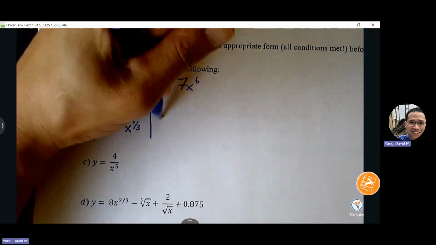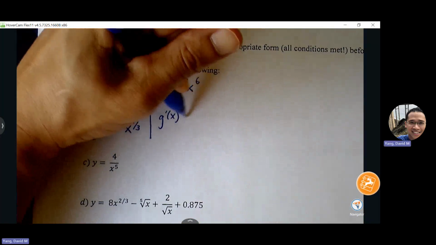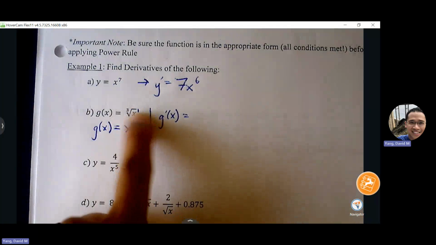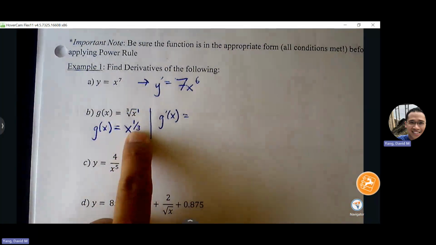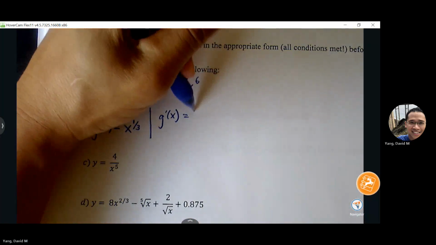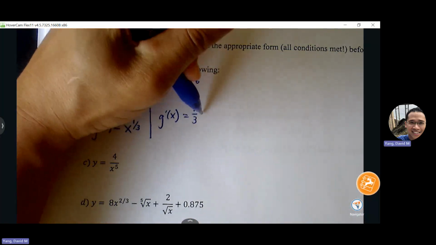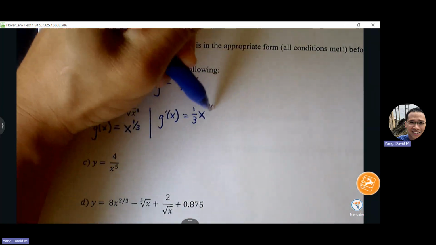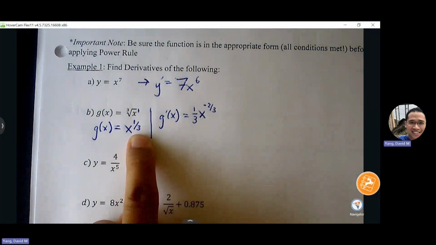So now I'm going to find g prime. G prime is equal to, let's go through power rule. That exponent is ready for us. Oh, and by the way, there's no other conditions that we have to worry about. Radical is good. Variable in the exponent is good. No parentheses, that's good. Okay, so g prime equals, bring the 1/3 down, x to the what? Negative 2/3, because you're subtracting 1. So 1/3 minus 1 is the same thing as 1/3 minus 3/3, which is negative 2/3.